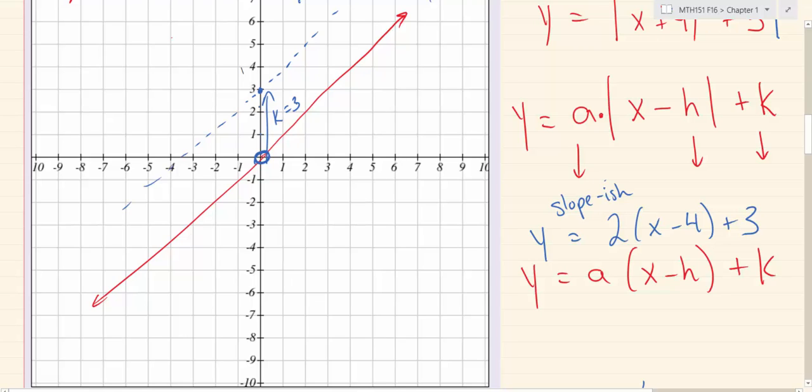What is the horizontal shift? To the right 4, right? Because it says minus 4, so now we've got to go to the right 4. So we're going to take this and shift it 4. 1, 2, 3, 4. So this is shifting h equals 4. So now our line is looking like this. We've applied two shifts, a shift up, and then a shift to the right. And now, what is the slope of this line?